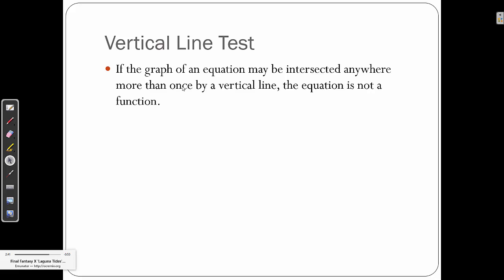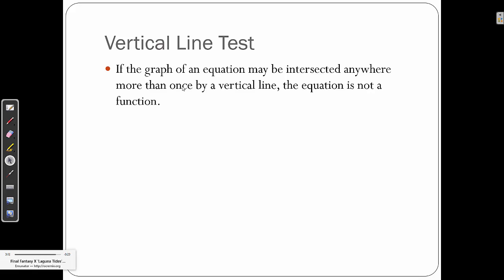Well, multiple outputs would mean 2 points with the same x coordinate but different y coordinates, which would mean if you lay a vertical line on top of them, it would go through both points. So if there is no place where a vertical line can go through 2 points on your graph, it is a function. Let's look at some examples.